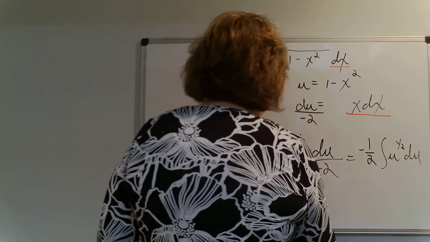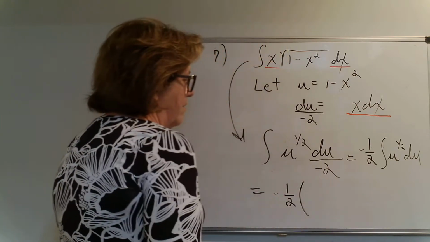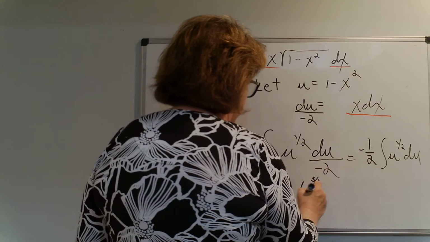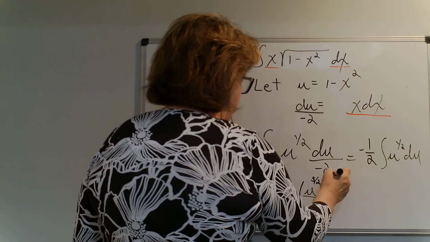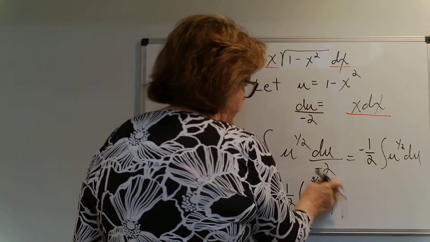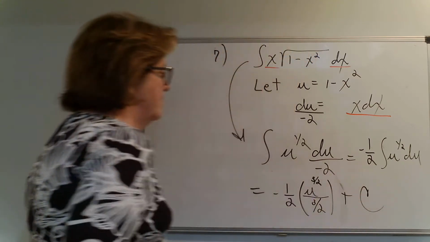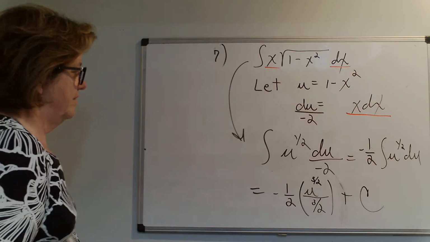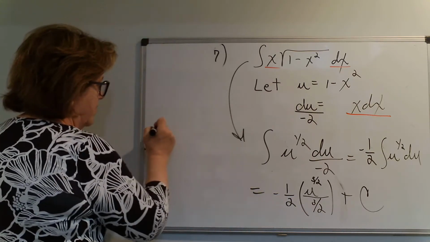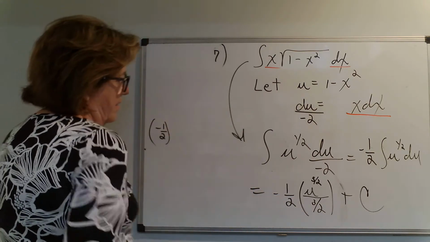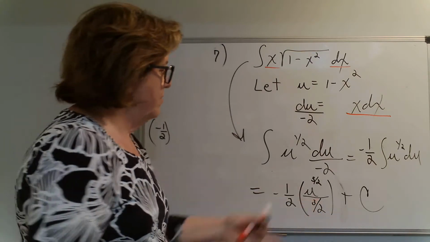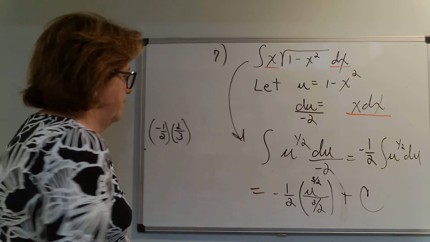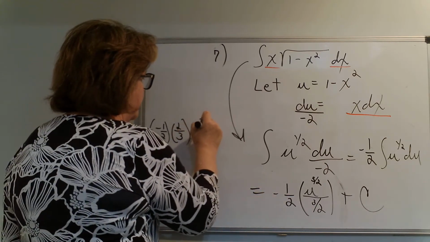So we have negative 1/2 times, we add 1, so it would be u to the 3/2 over 3/2, plus a constant. This is an indefinite integral. So we need to simplify that. We have negative 1/2. If there's a fraction in the denominator, you invert and multiply. Negative 1/2, 2/3, u to the 3/2 plus c.